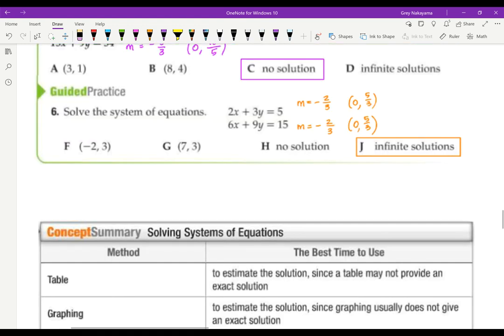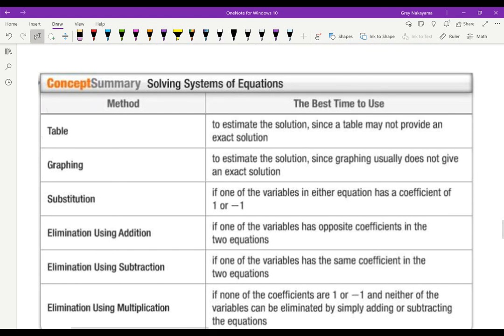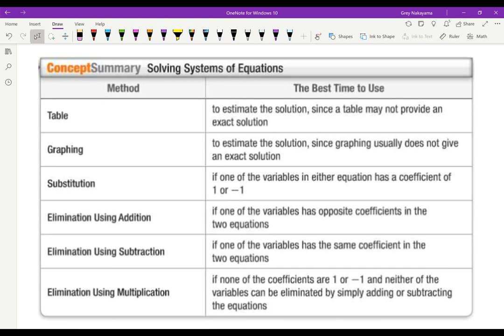Okay? So at the end of the notes, the very end, you'll see your homework problems, but here is a summary of what we've talked about with solving system of equations and what you should know how to do.